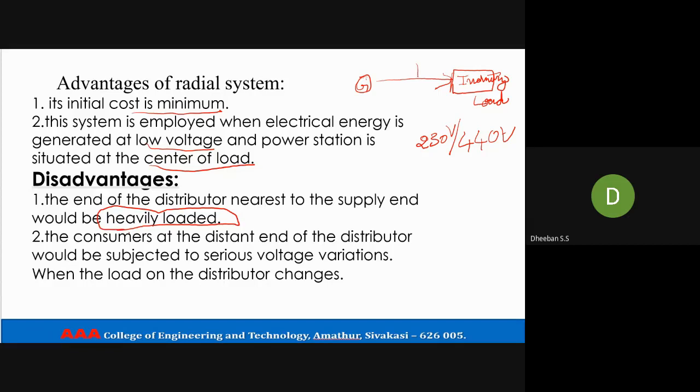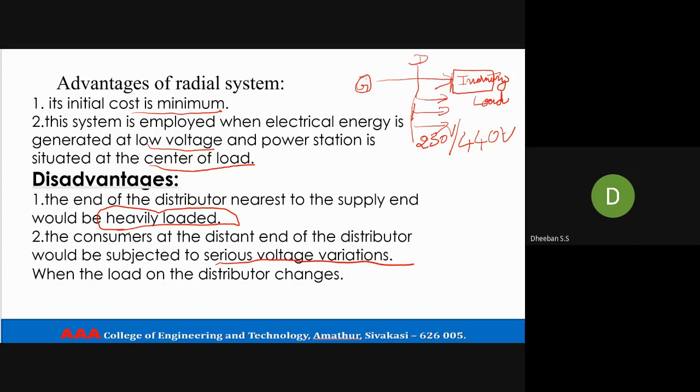Okay, so the end of the distributor will be heavily loaded. It means if there are more loads connected to this distributor and it consumes more current, then this distributor will be heavily loaded. So that's the main disadvantage over here. The consumers at the distant end of the distributor would be subjected to serious voltage variations. As more loads will be connected, there will be maximum voltage variations.